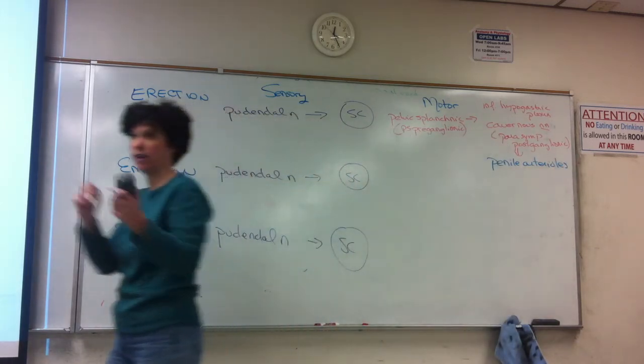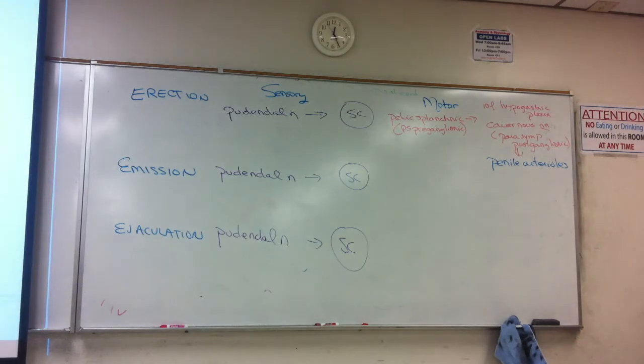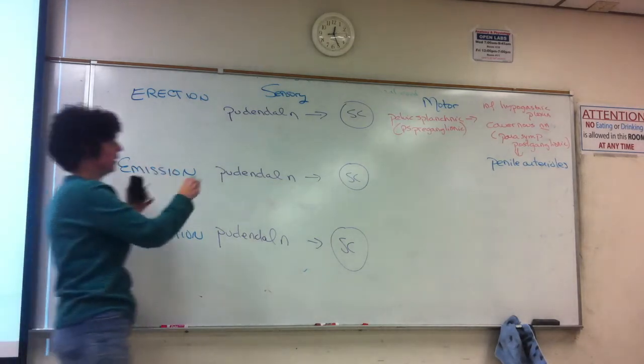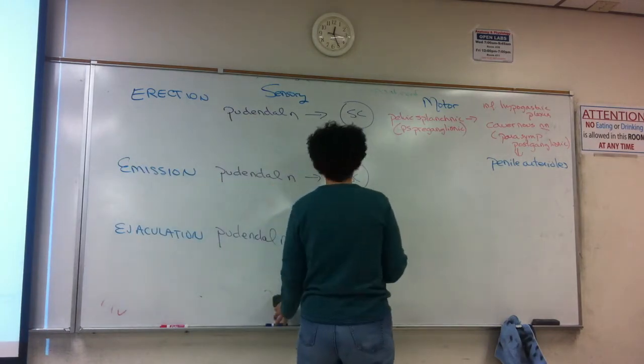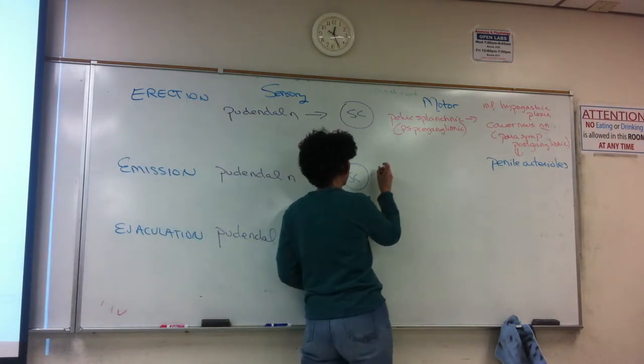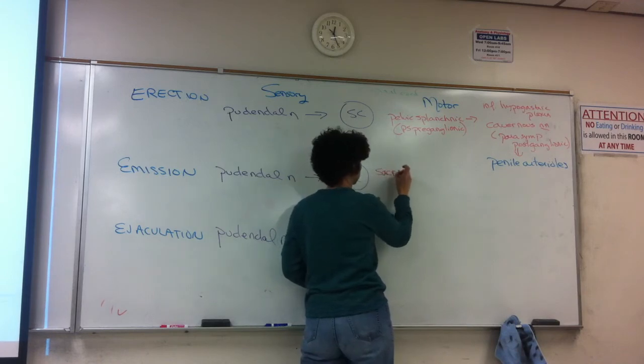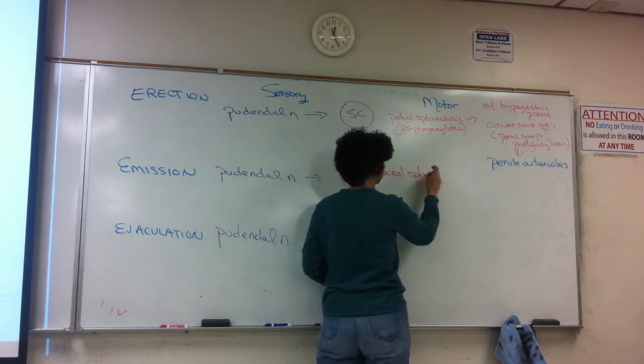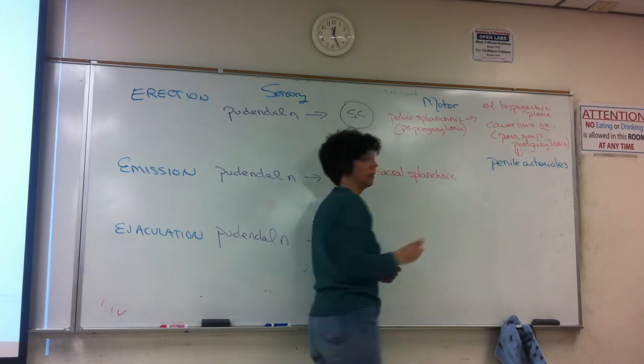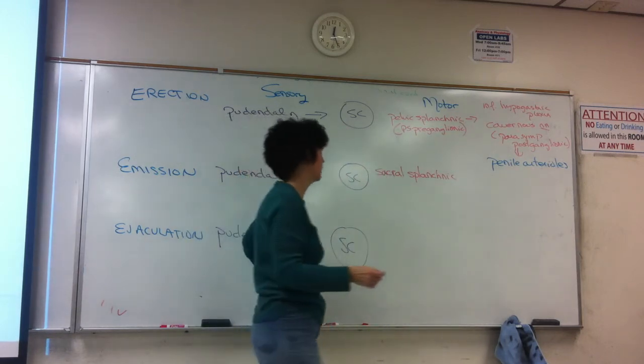Does that work? You guys follow that along with the images that we were drawing? So sensory is pudendal nerve to the spinal cord, motor coming back. First, the pelvic splanchnic nerves to the cavernous nerves, and the cavernous nerves then release the neurotransmitter at the penile arterioles. Okay? The emission is pudendal nerves to the spinal cord. Sensory is sacral splanchnic, which is confusing because it's really from the lumbar spinal cord, not the sacral spinal cord.